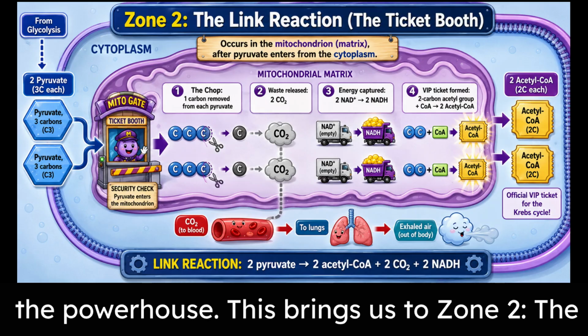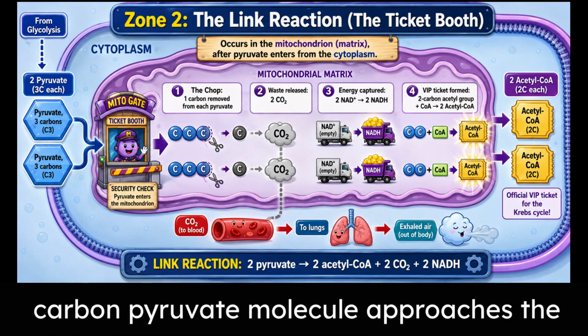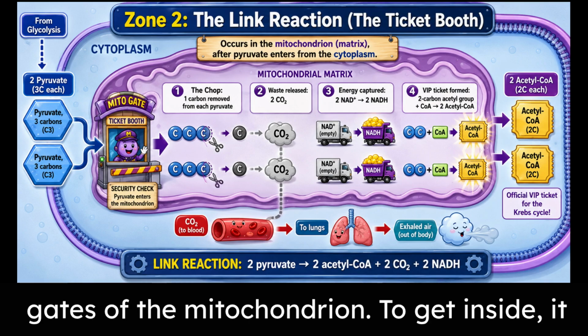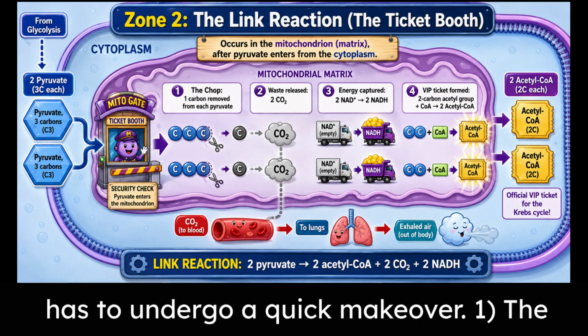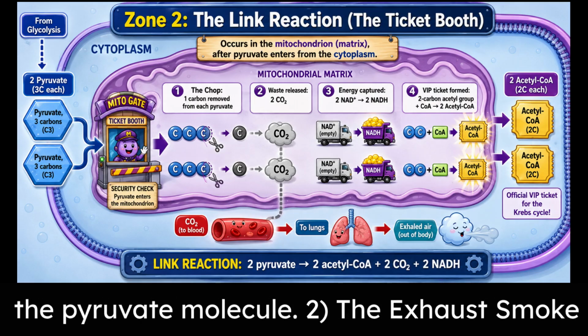This brings us to Zone 2, the link reaction, or pyruvate oxidation. Each 3-carbon pyruvate molecule approaches the gates of the mitochondrion. To get inside, it has to undergo a quick makeover. 1. The chop. A machine chops 1 carbon atom off the pyruvate molecule.